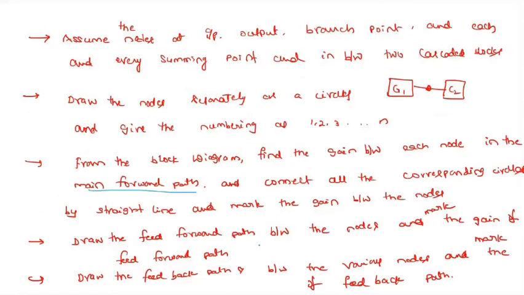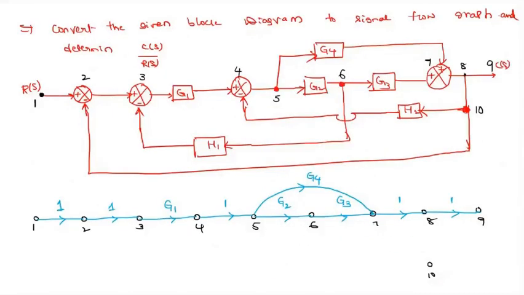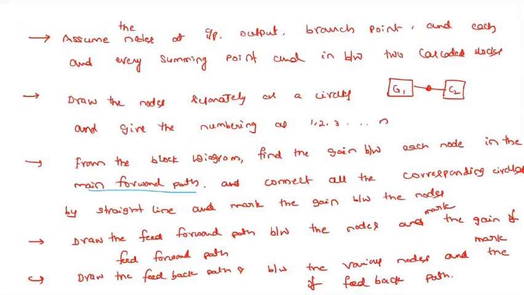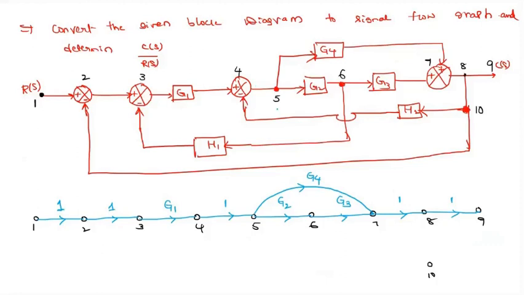Draw the feed forward path between the nodes. That means here 5 and 7. So here one node is given 5, this node is 7. Therefore, between node 5 and node 7, we draw the feed forward path between the nodes, and mark the gain of the feed forward path. What is the gain of the feed forward path? G4. So I mention G4 as the feed forward path. So the fourth part is finished.